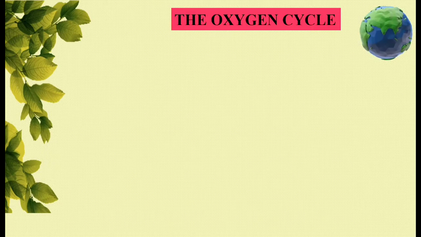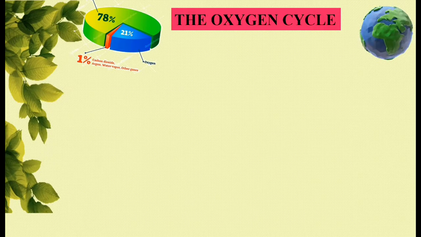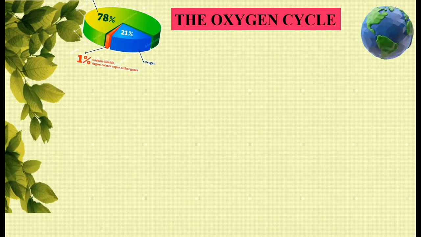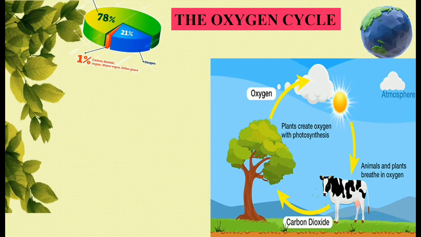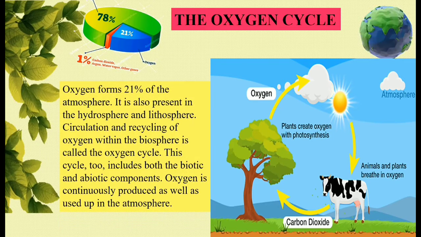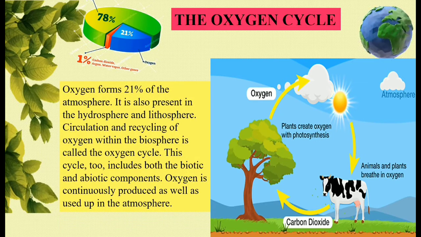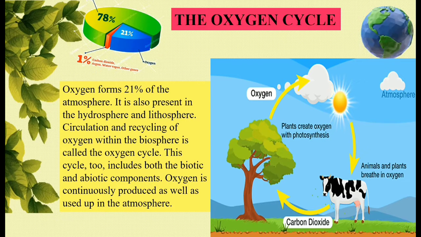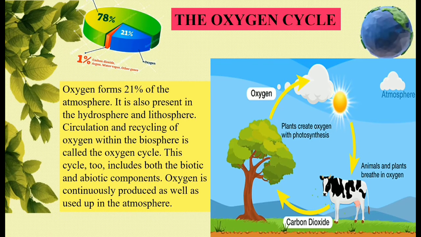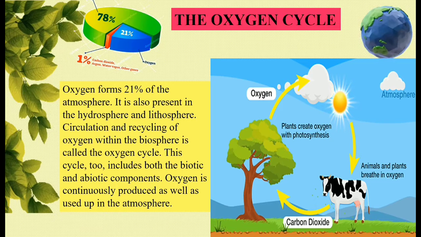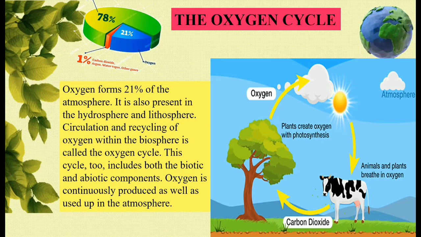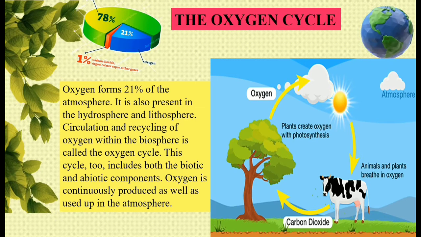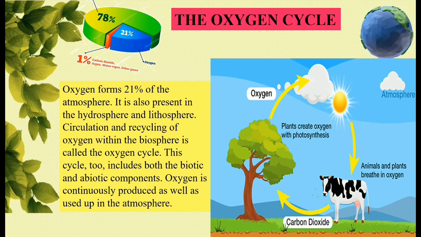Next, we have the oxygen cycle. Now, as we have learned in our previous class also, that oxygen is present in our atmosphere in about 21%. So, oxygen forms total of 21% of the atmosphere. It is also present in the hydrosphere, that is in water, it is dissolved, and lithosphere. Circulation and recycling of oxygen within the biosphere is called the oxygen cycle. This cycle too includes both the biotic and abiotic components. Oxygen is continuously produced as well as used up by the organisms in the atmosphere.